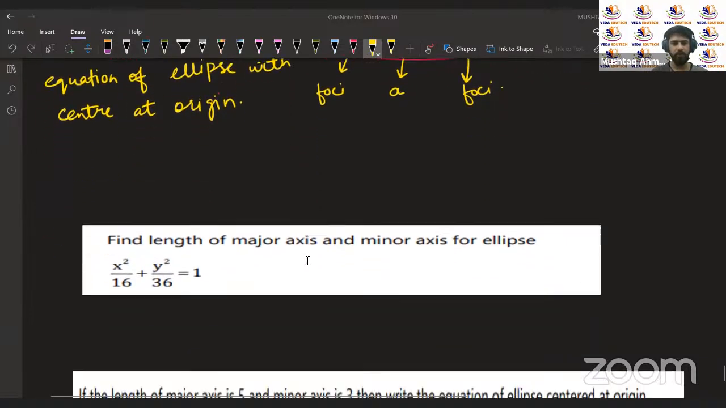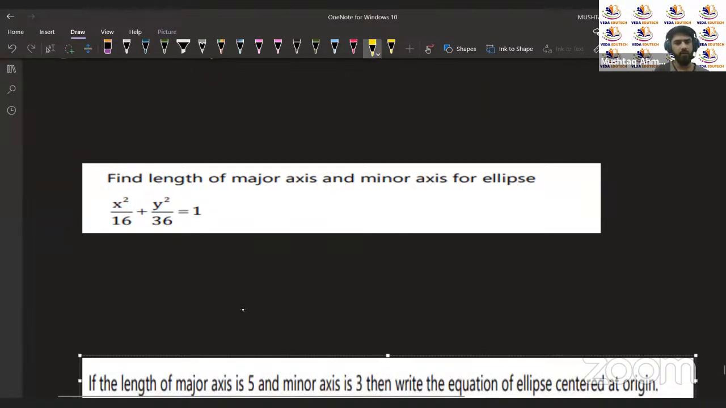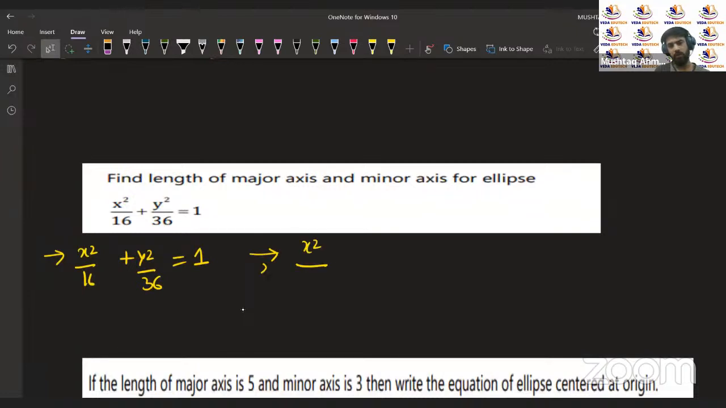Let's suppose we have been given an equation of an ellipse like this: x square upon 16 plus y square upon 36. If we compare it with the standard equation of an ellipse, that's x square upon a square plus y square upon b square equal to 1, then b square is equal to 36. So from here, b comes out to be 6. The length of b comes out to be 6.